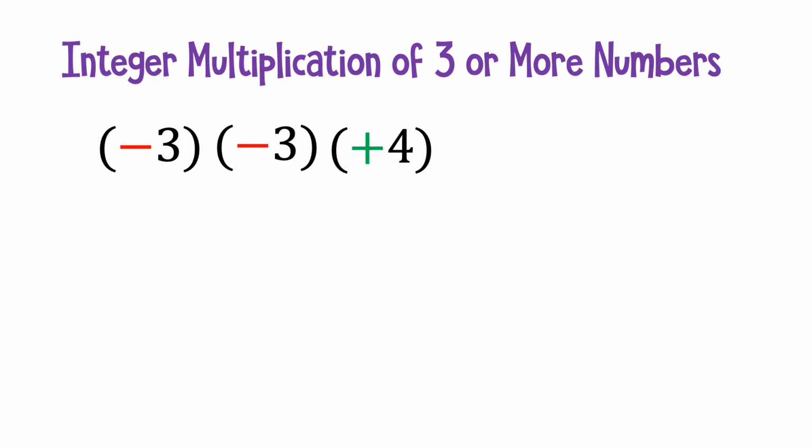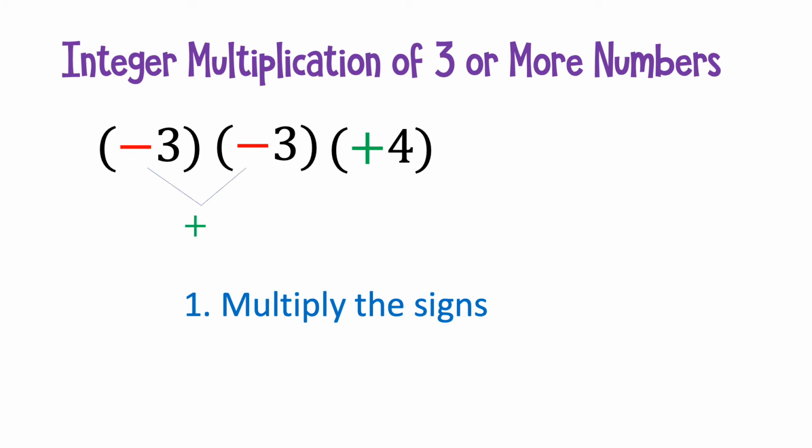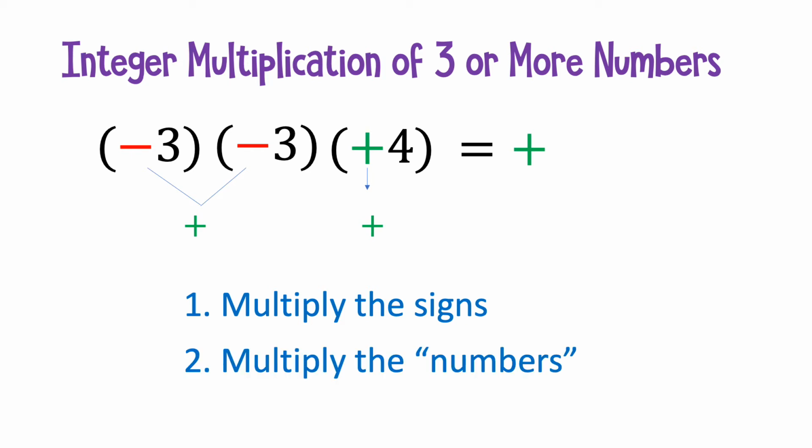So if we have three numbers now, let's see what we need to do. We're going to start by multiplying the signs. Let's look at the first two signs, a negative times a negative. That's a positive. Then we have a positive times a positive, so our answer is positive. When we have three or more numbers, we have to look at the signs and combine the signs together using multiplication. Next, we're going to multiply the numbers. 3 times 3 is 9, and 9 times 4 is 36.